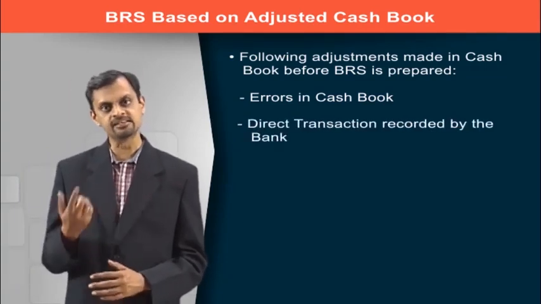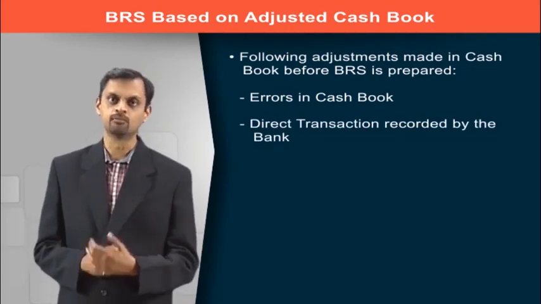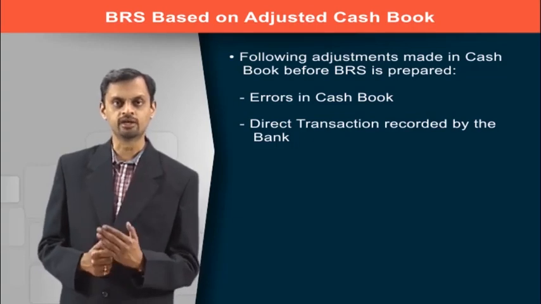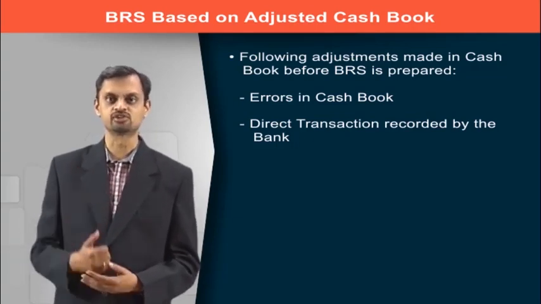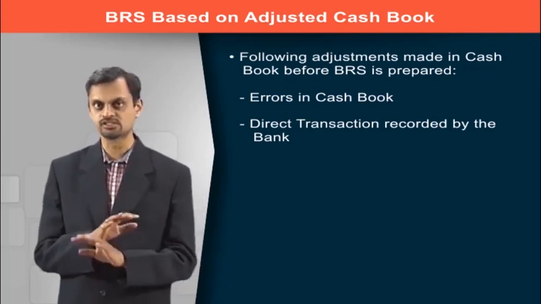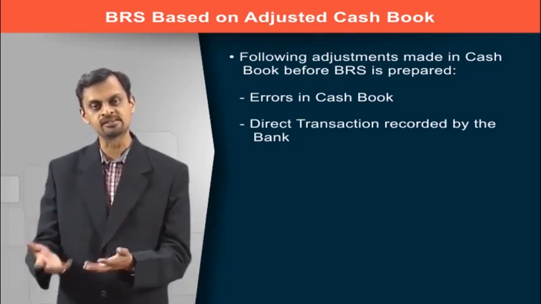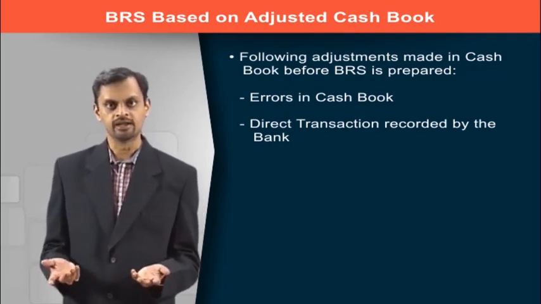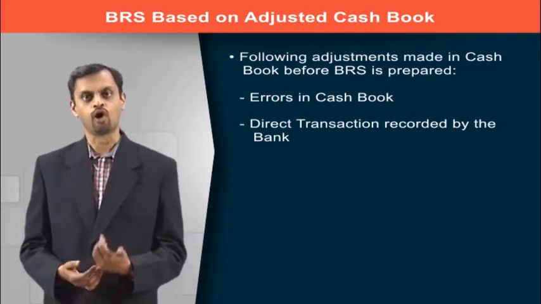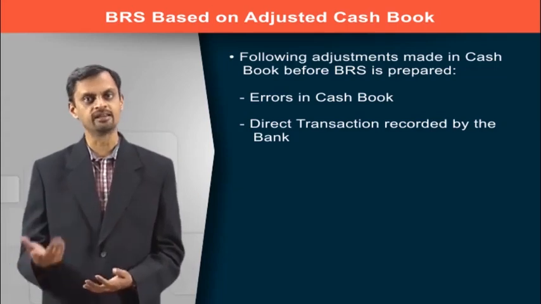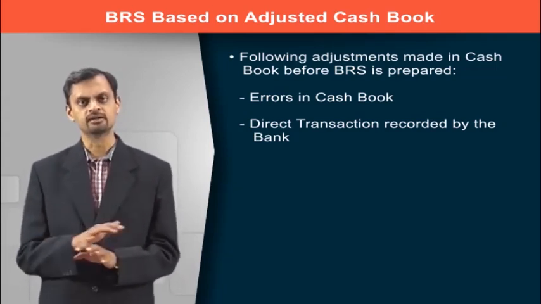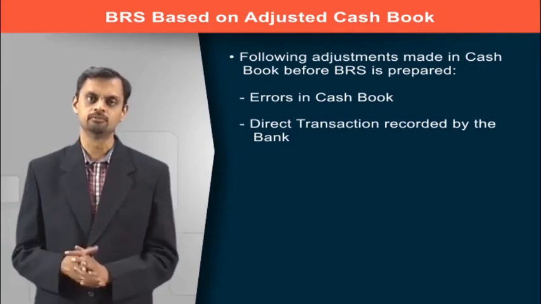Then the direct transactions which are recorded by the bank. The moment we see the passbook and sit down to prepare BRS, we get to know that the bank has charged interest on overdraft. Now if we get to know that the bank has charged interest on overdraft and this is not an error, then why not pass that entry in the cash book also, right? Instead of showing it as part of BRS. So all these genuine transactions which are directly recorded by the bank, we update in the cash book so that these things will not appear in your BRS.